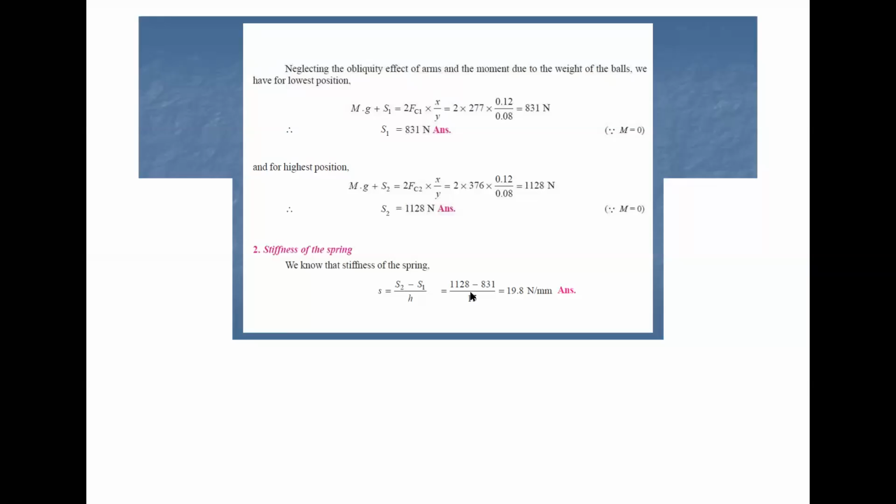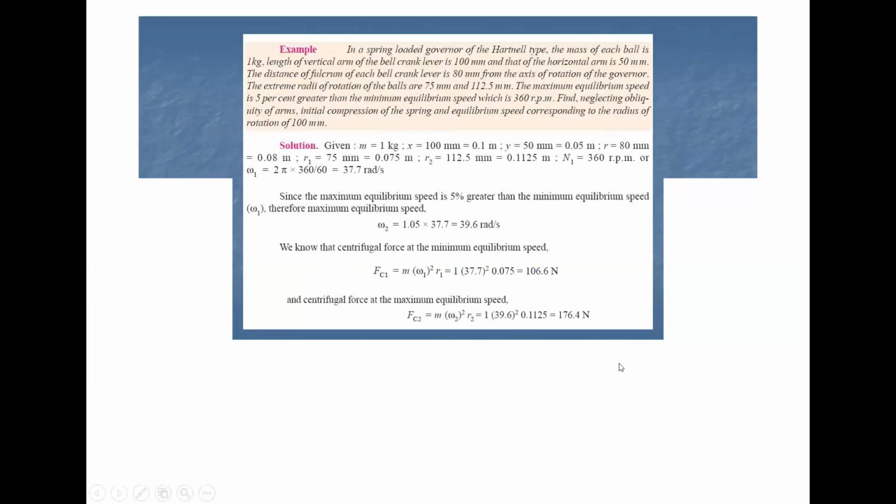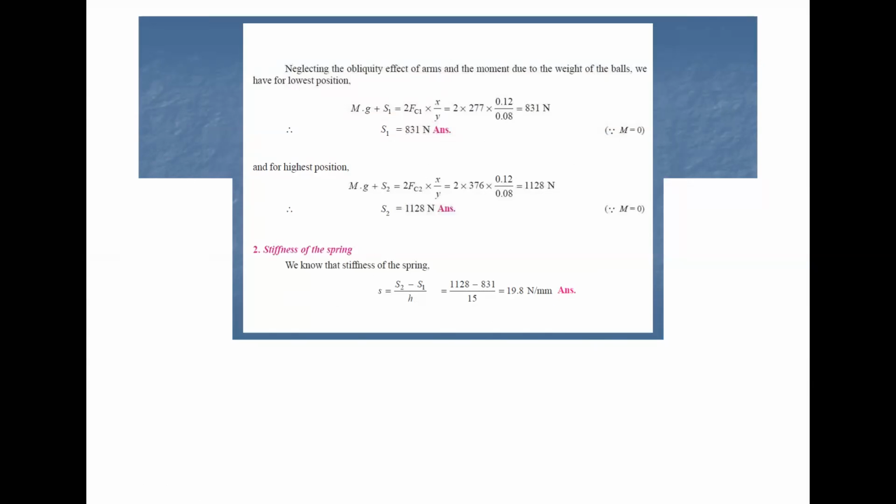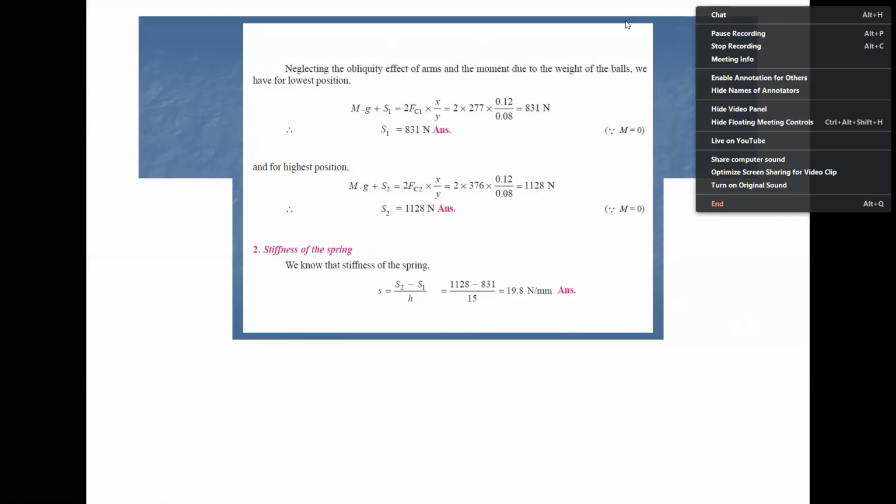So the S2 value is there. That is 1128 minus 831 by H, the H value is also written in our notes. So the value attained here will come in Newton per mm, 19.8 Newton per mm. Okay, all of you copy the matter.